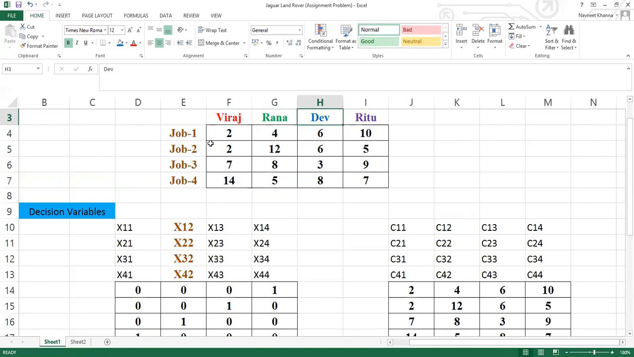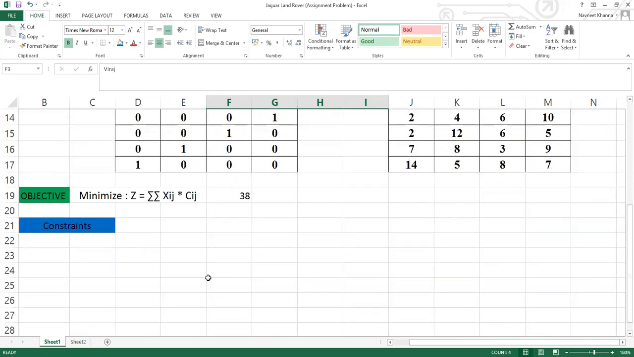The other constraint is the sum over j of Xij is equal to 1 for every i. It means job number 1 can go to any one of these first, right? Then job 2 can also go to any one of these four engineers. So this is the second constraint. So let's define them.